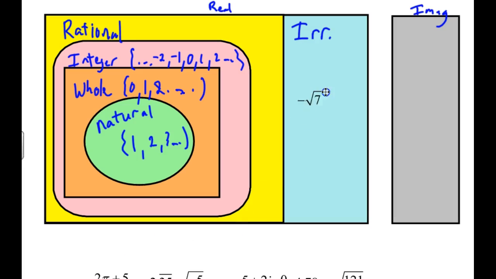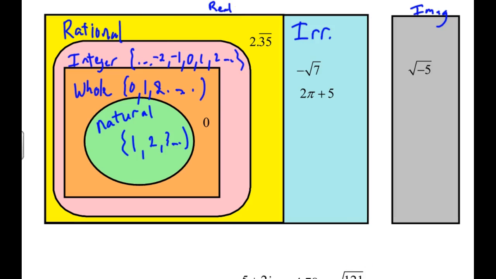Negative square root of 7 is going to be irrational, right? It's not a perfect square. 2 plus square root of 5: even if I add a rational number to an irrational number, it's going to remain irrational. Pi is irrational. 2.35 repeating is rational, so we know it's a fraction. Square root of a negative would be imaginary. 0 is definitely an integer, but even better, it's whole. So I want you to understand how this works. 0 is a whole number, and an integer, and rational, and real.